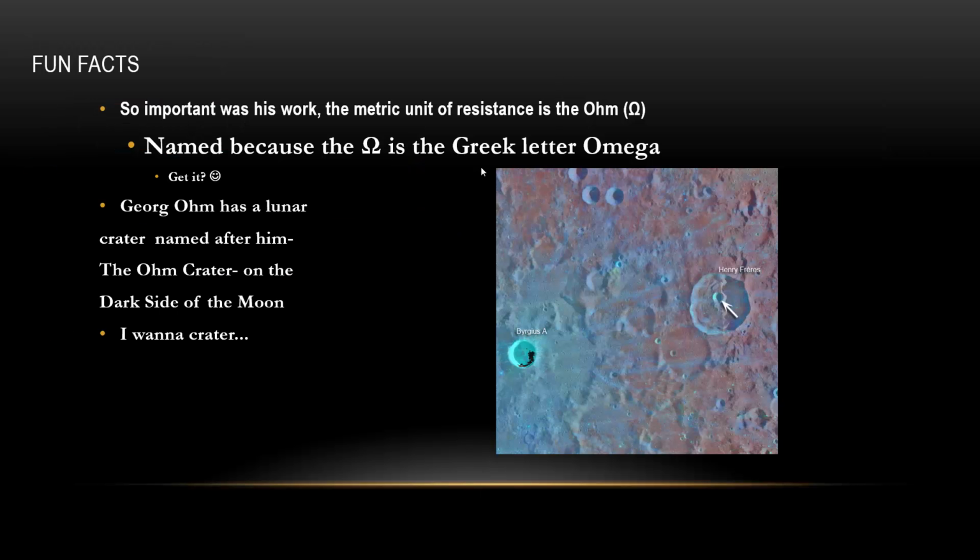Fun facts on him. The unit of measurement for resistance is the ohm, and it's represented by the Greek omega because that's a cool way to write O. All right. He also has a lunar crater named after him. It's right there. Ooh.